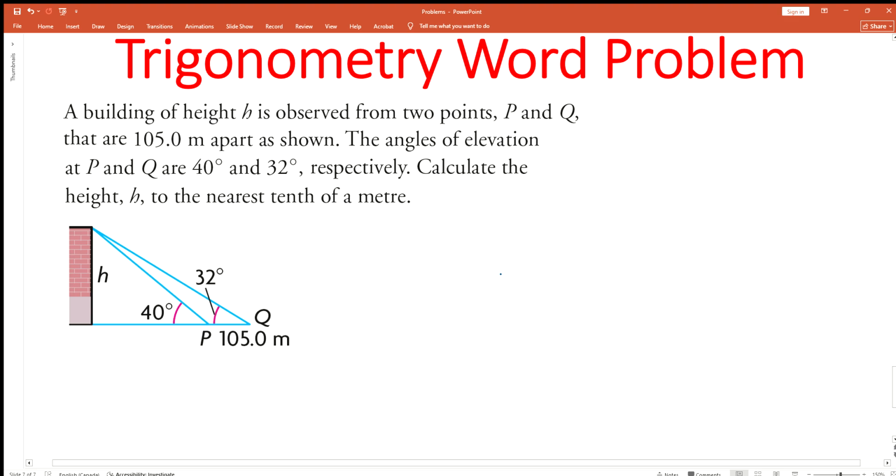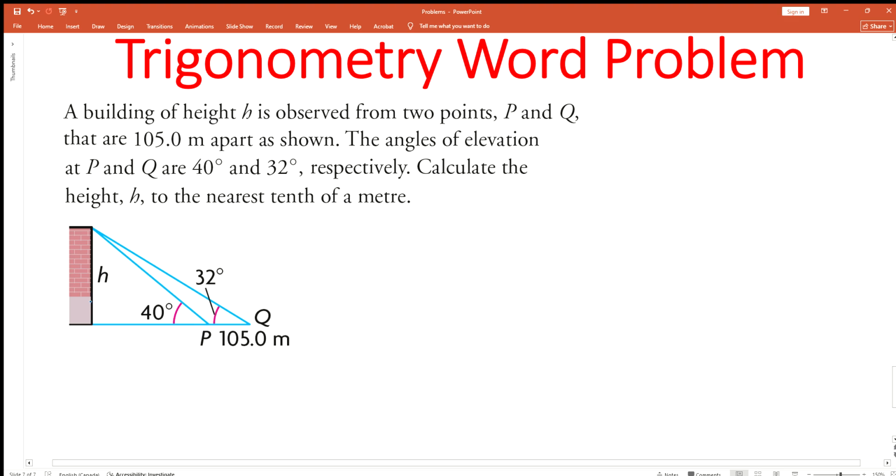In this video, we'll solve this trigonometry word problem. As per the problem, a building of height h is observed from 2 points P and Q that are 105 meters apart as shown. The angles of elevation at P and Q are 40 degrees and 32 degrees respectively. Calculate the height h to the nearest tenth of a meter.